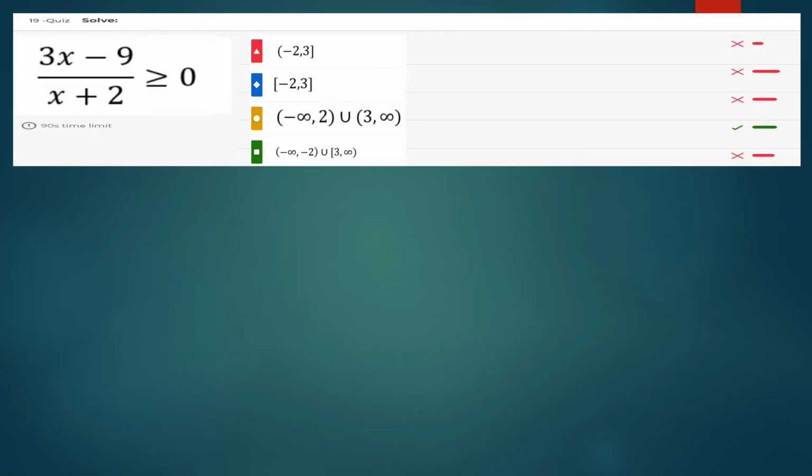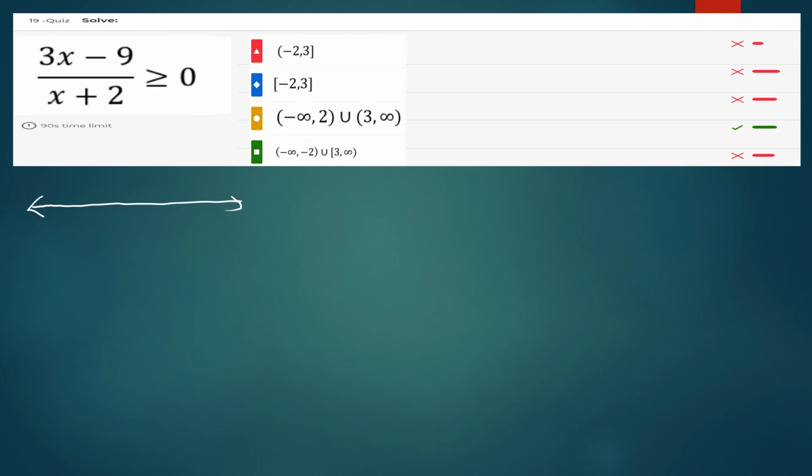Okay, so let us have question number 19. So with this one, we're going to solve this rational inequality (3x - 9)/(x + 2) is greater than or equal to 0. So we're going to start with a number line. Okay, so we have here a number line.